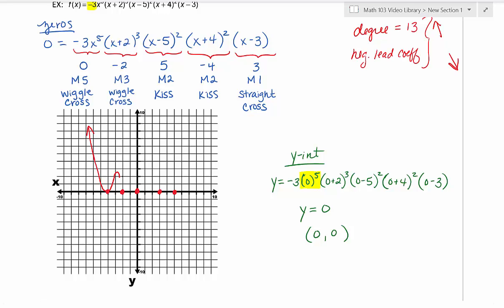Our next x-intercept is at negative 2. We need to wiggle cross here. There we go. Go down. Approaching our next x-intercept at the origin, I see it's 0. Again, we're supposed to wiggle cross.